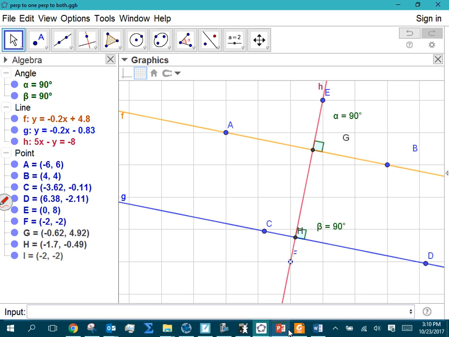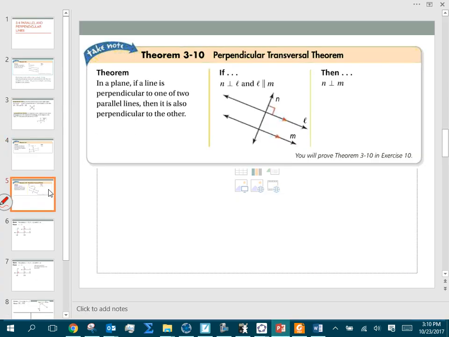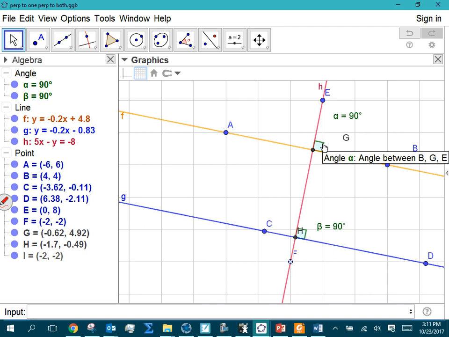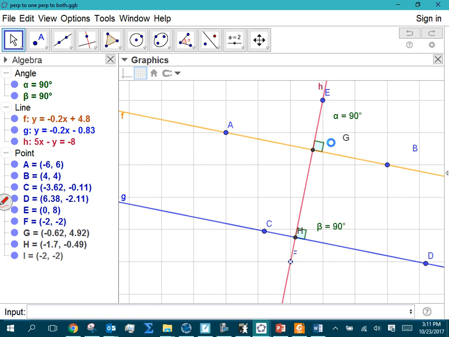Okay, and that's all this additional theorem here says. Okay, slide 5. If a line is perpendicular to one of two parallel lines, then it's perpendicular to both. Okay, and think about why. Before I even put any markings in there, if I told you the blue and the orange one were parallel, that angle right there, where this 90 is, is corresponding to this angle here, right? So what does it have to be? It has to be 90 as well, okay?